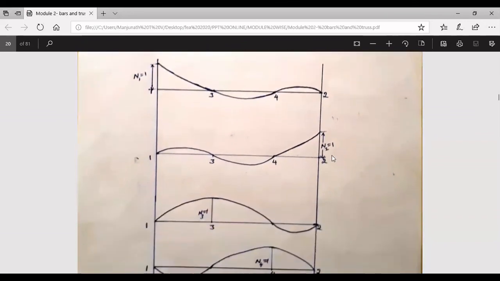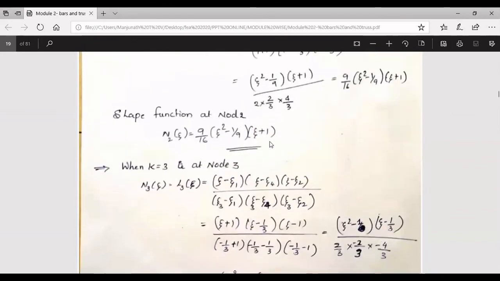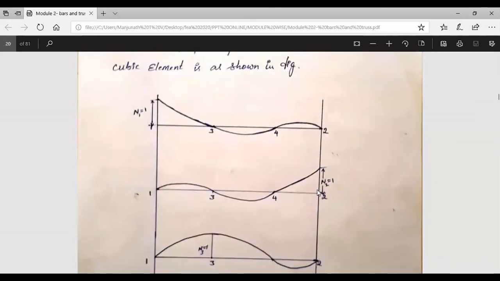Similarly, taking node number 2, N2 is equal to 1 when you substitute zeta value plus 1 in the N2 equation, and as we simplify, you are going to get the value equal to 1. Then again at different points, if you substitute the zeta value, N2 at node number 4 is 0, at node number 3 is 0, at node number 1 is 0. Okay, that is the property it is going to satisfy.